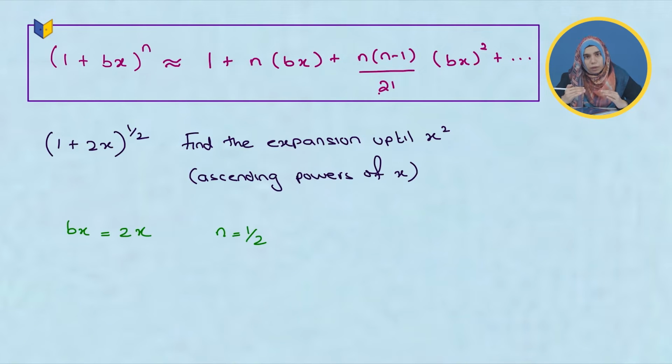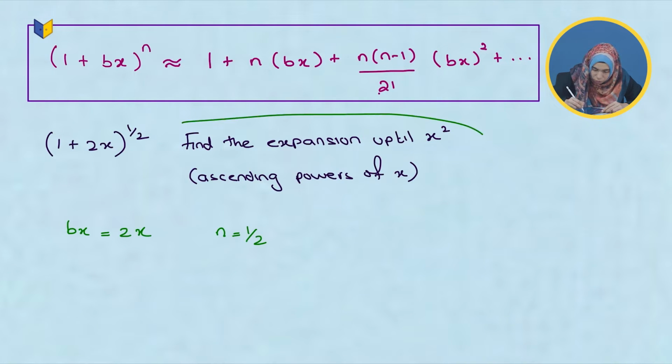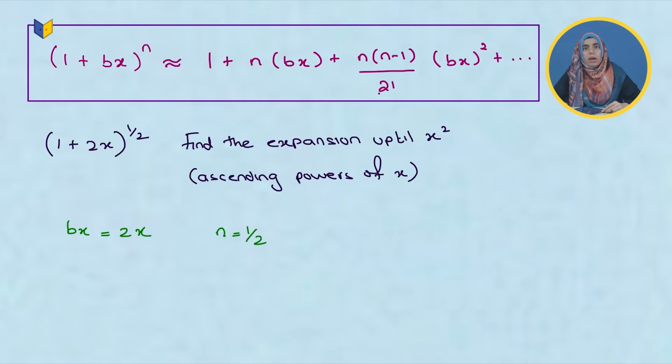Now all you have to do is substitute these values in the formula above and decide how many terms to obtain. And to decide that, you have to look at the question's requirement. They're saying find the expansion up till x square, and it's always ascending powers of x. In case of binomial series, we'll always find the expansion in ascending powers of x. So up till x square, you have 3 terms: x power 0, x power 1, and x power 2. So just find the 3 terms and simplifying them, you get the expansion.